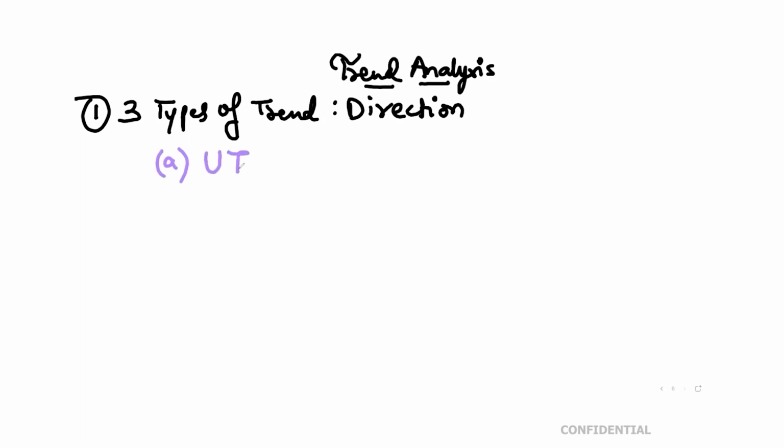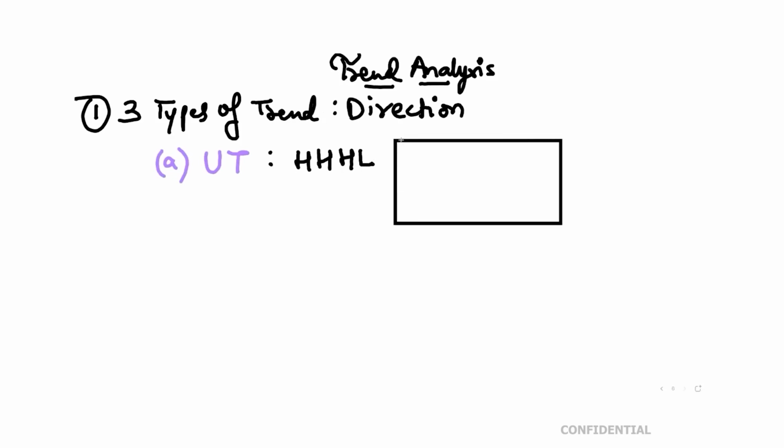Now, uptrend is basically characterized by higher highs and higher lows. So let's take an example to understand why we say that uptrend is characterized by higher highs and higher lows. What exactly do we mean by that? Just see that ideally in an uptrend, you would see candles like this. So market moves in this way, right?